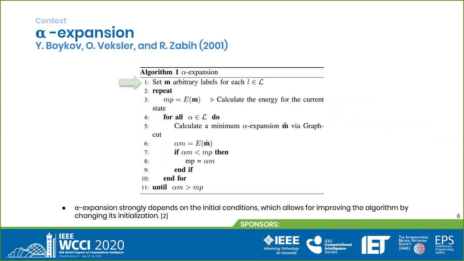Boykov, Veksler, and Zabih proposed the alpha expansion algorithm in 2001. This algorithm starts with an arbitrary label assigned to each pixel in the image, and it solves a binary graph cut problem to guess the cut. Therefore, the alpha expansion algorithm strongly depends on the initial condition, which was a motivation for improving the algorithm by changing its initialization.